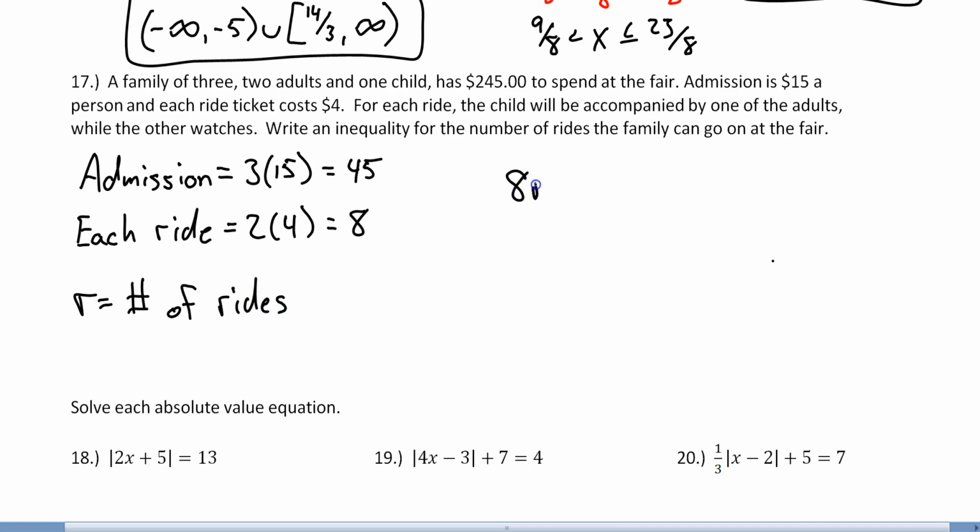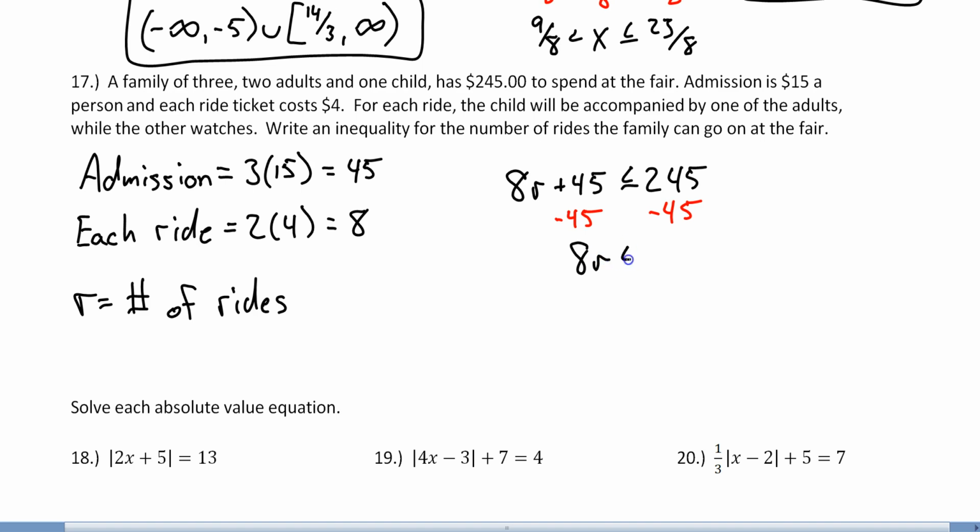So basically the equation we come up with here, if I say R is the number of rides, I'm going to say 8R plus 45 has to be less than or equal to the $245. Again, it's $8 per ride plus the $45 they spent to get in. That has to be less than or equal to the amount of money that they have. And now I'm going to go ahead and solve this thing. So here I'm going to subtract the 45 from each side.